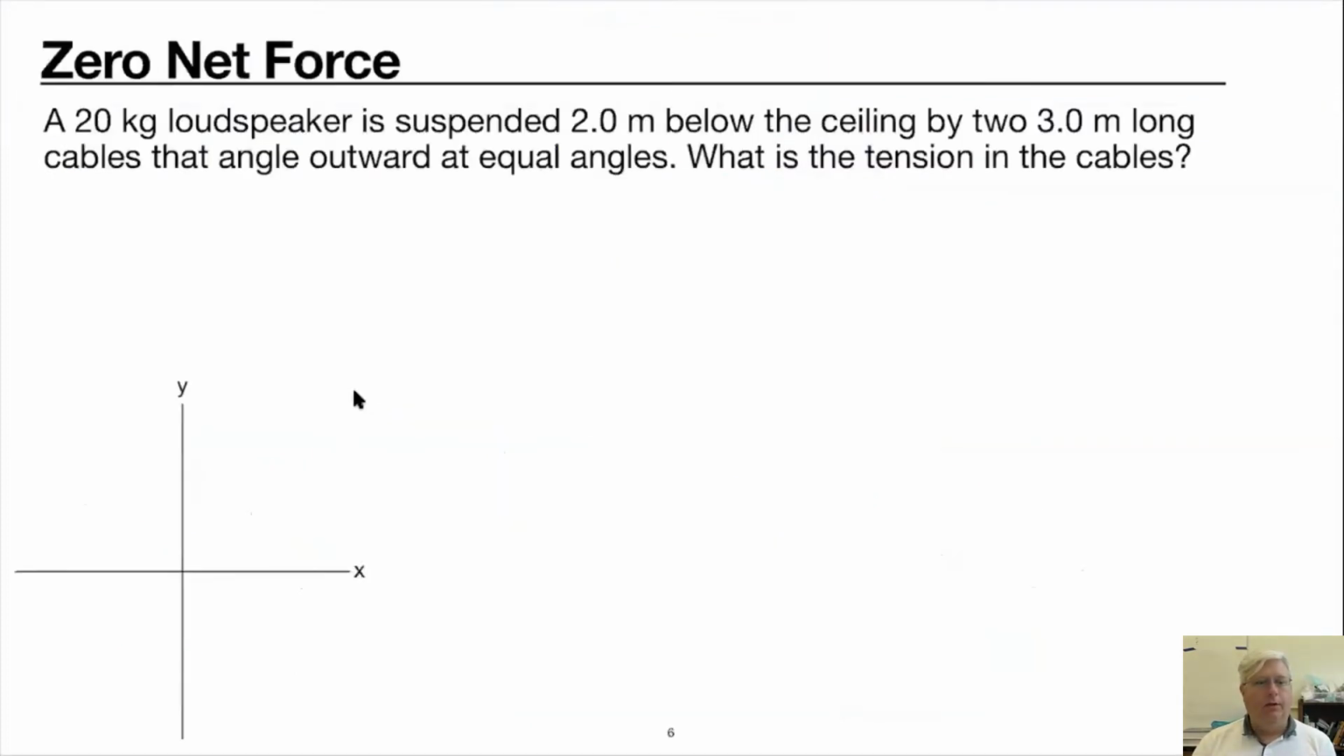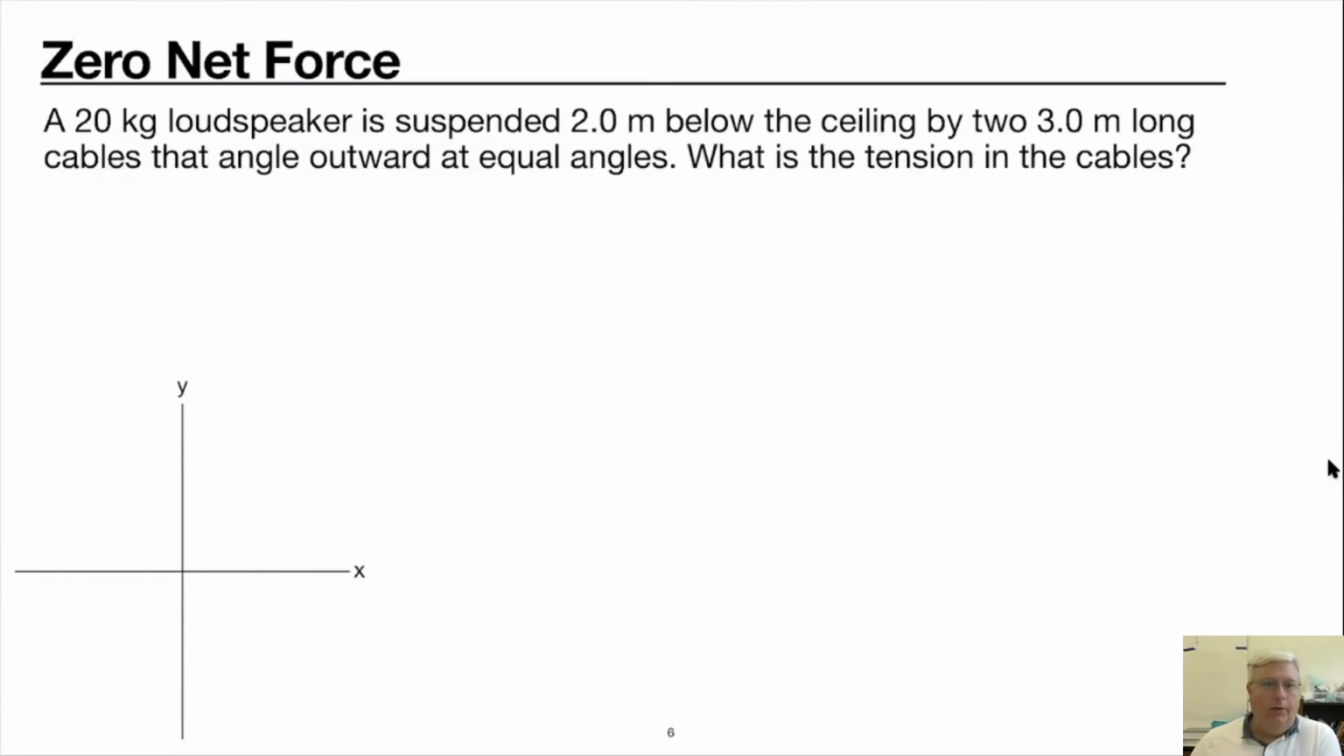All right, so let's try another one here. So this time, now we have a loudspeaker, 20-kilogram loudspeaker. It's suspended 2 meters below the ceiling by 2 3-meter long cables. They're angled outward at equal angles. And what is the tension in the cables? So here we're not given a diagram sketch. So it'd be good to make one, try to visualize what this situation is.